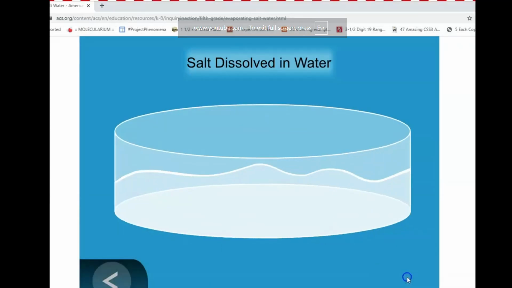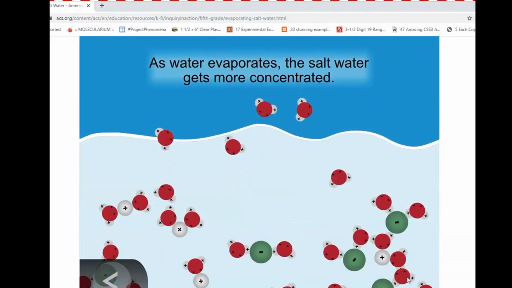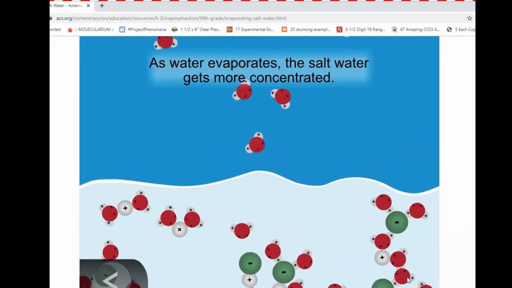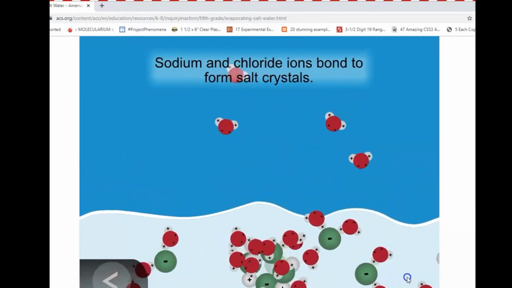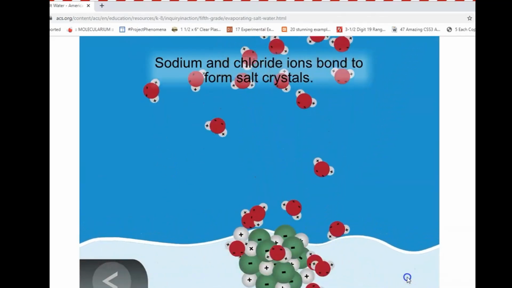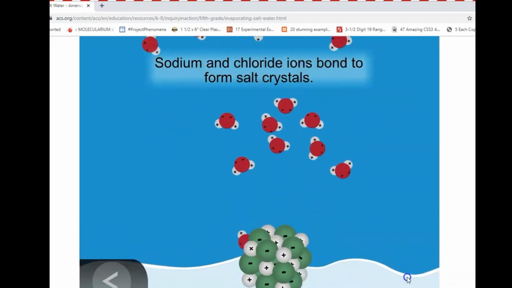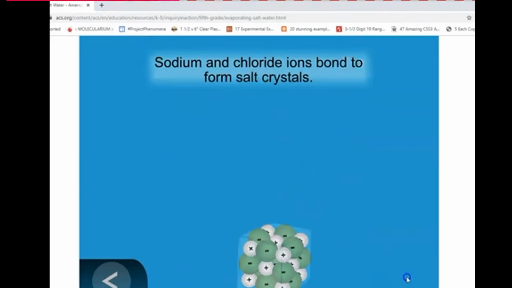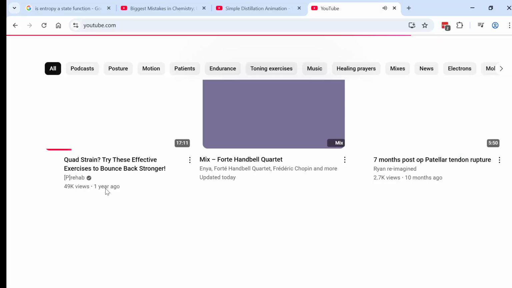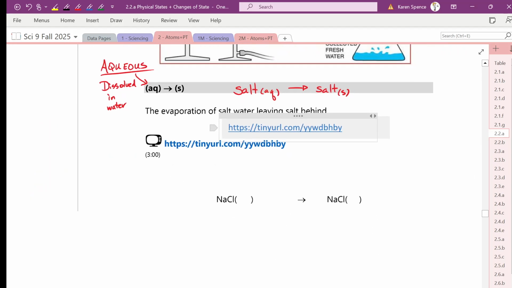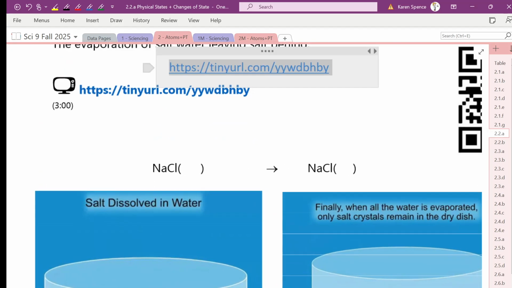Here's the dish of water. And if we look very closely, the water molecules are evaporating. And as they evaporate, the concentration of the sodium and chloride ions increases, and the charges bring them closer together, and the attractions hold them together, and they recrystallize as salt. Okay, and that's that. So that's just kind of to give you a nice little thing there.